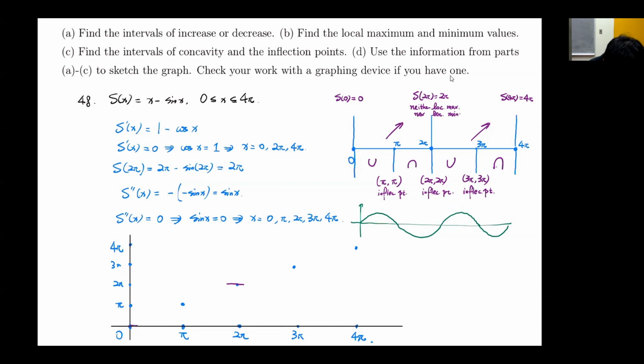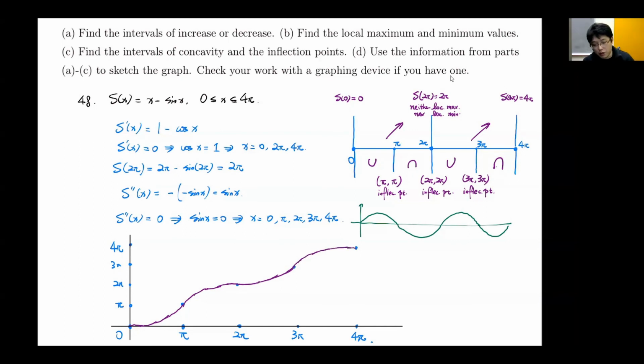So it has a horizontal tangent at 0, then it will be increasing in a way that is concave up. So at the point pi, it will be an inflection point, so that it will be increasing in a way that is concave down until it hits 2 pi. And 2 pi is again an inflection point, so it will start increasing again in a way that is concave up. And finally, at the point 3 pi, it will start increasing in a way that is concave down until it hits 4 pi.